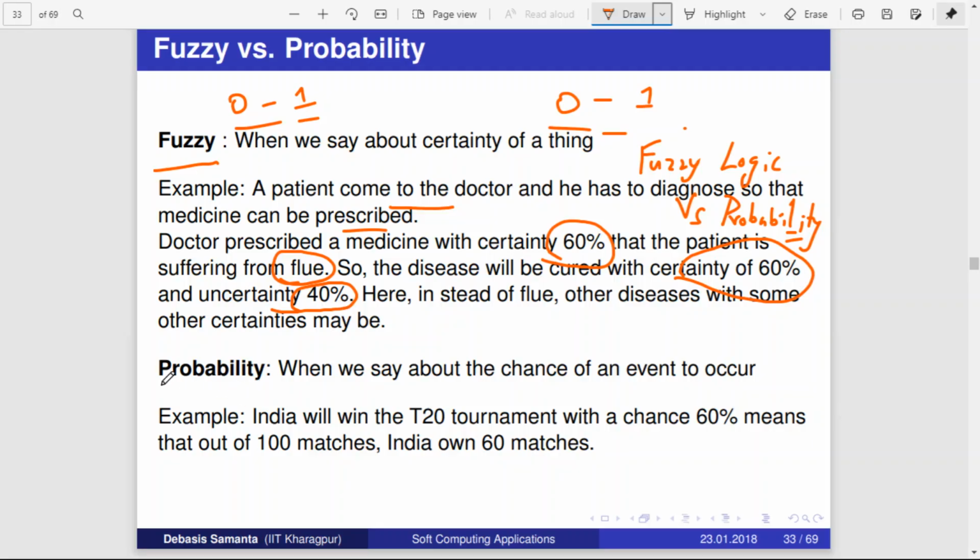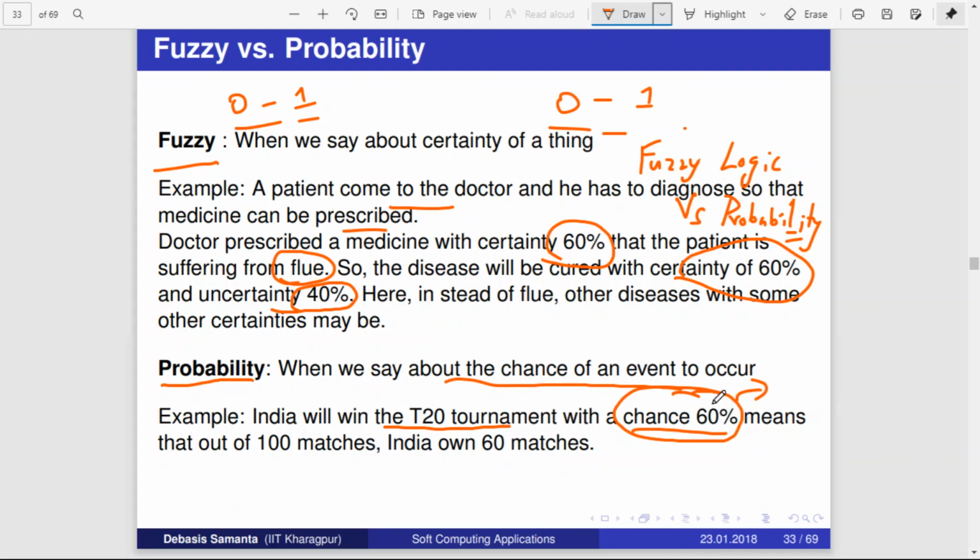Whereas in probability, we talk about the chance of an event occurring. What is the probability that an event will occur? Here is an example: India will win the T20 tournament with a chance of 60 percent. This is not a prediction. This is actually based on some past data.